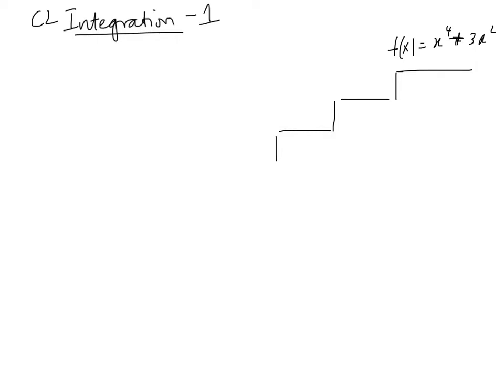3x squared. Now, when we differentiate that, we call it f prime x, and we get 4x cubed plus 6x. Now, if we differentiate this, we get f double prime x, and this gives us 12x squared plus 6. So as we go down the staircase, we can keep on going down and keep on differentiating.